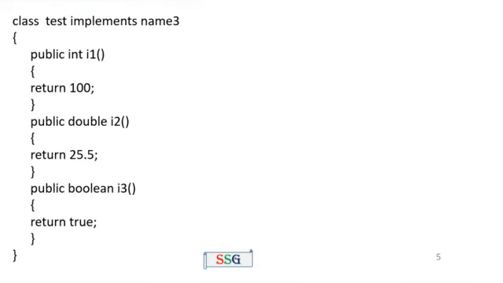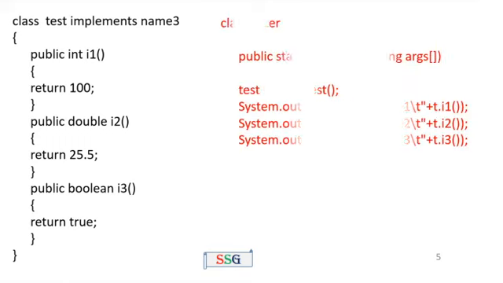The next one, class test implements name3. Implementing name3 means all the methods declared in name1, name2 and name3 should be defined inside the class. The first method is int I1, so public, return 100. Public double I2, return 25.5. Public boolean I3, return true. Now the class definition is over.